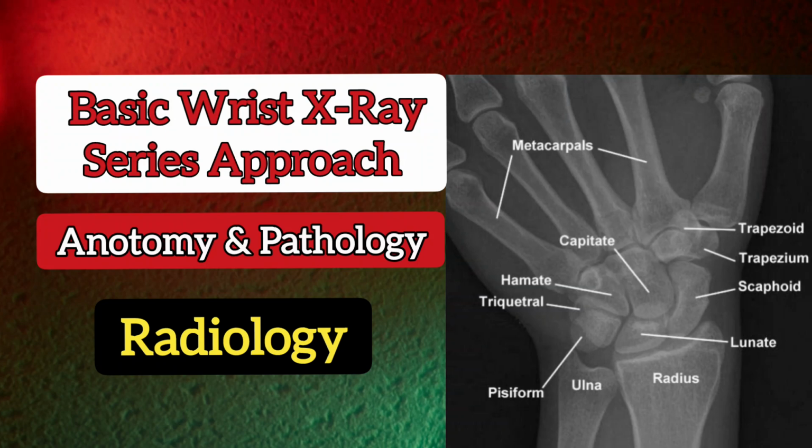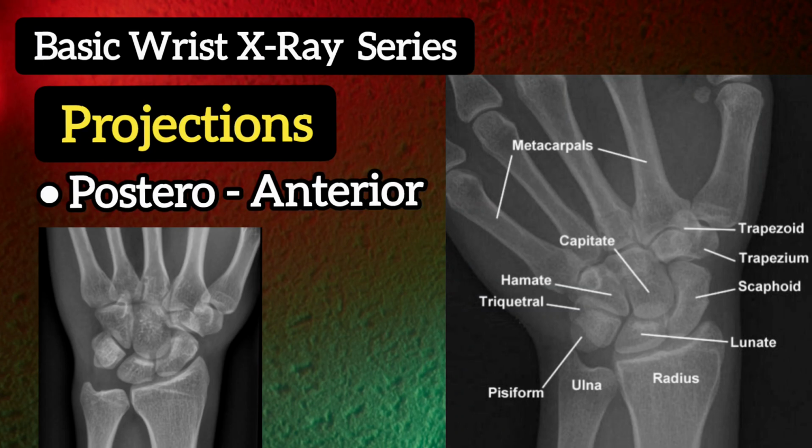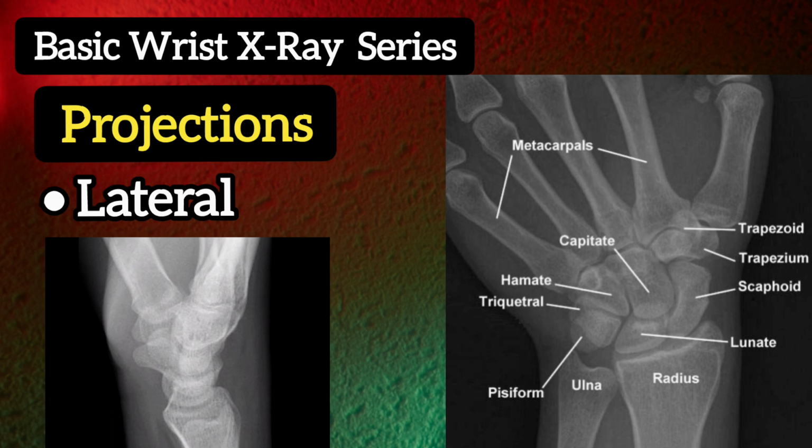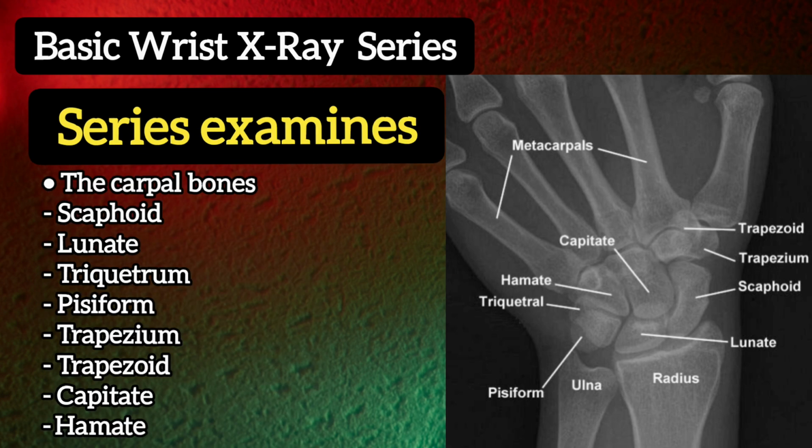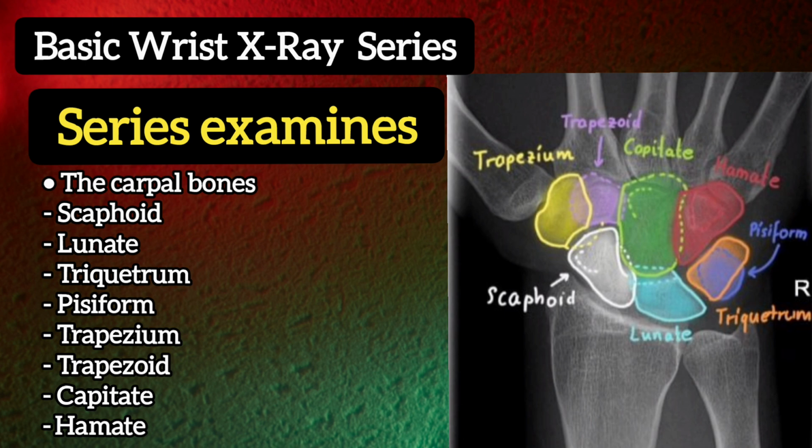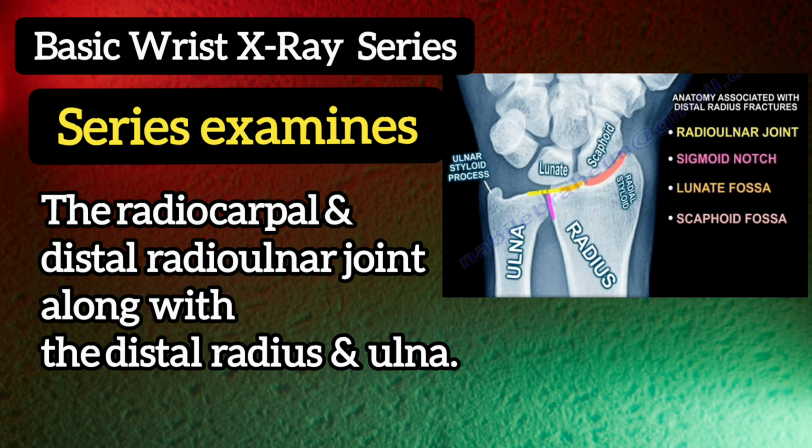Normal basic wrist X-ray series approach. The basic wrist series is comprised of a posterior, oblique, and lateral projection. The series examines the carpal bones, consisting of the scaphoid, lunate, triquetrum, pisiform, trapezium, trapezoid, capitate and hamate. It also examines the radiocarpal and distal radioulnar joint along with the distal radius and ulna.